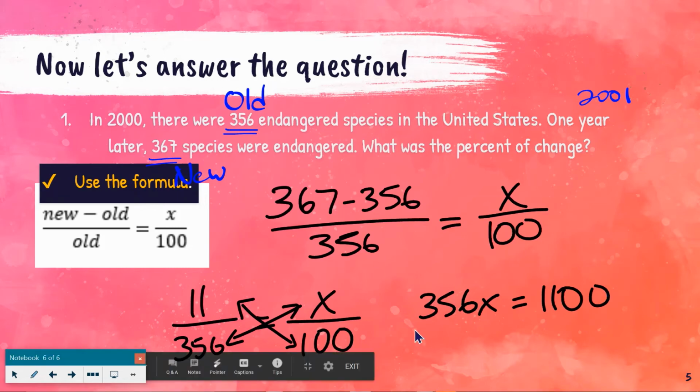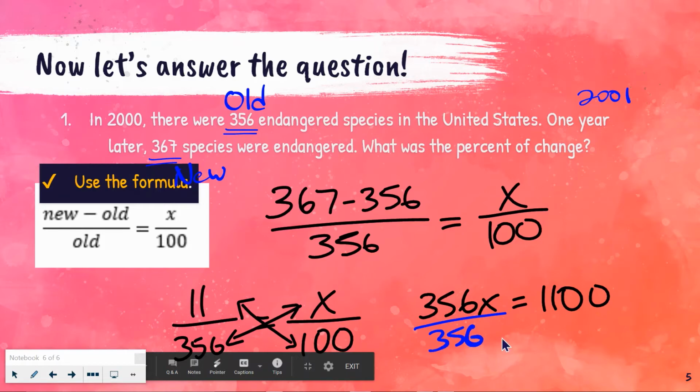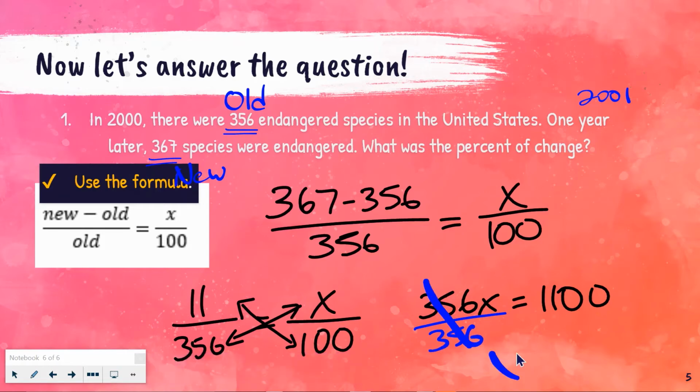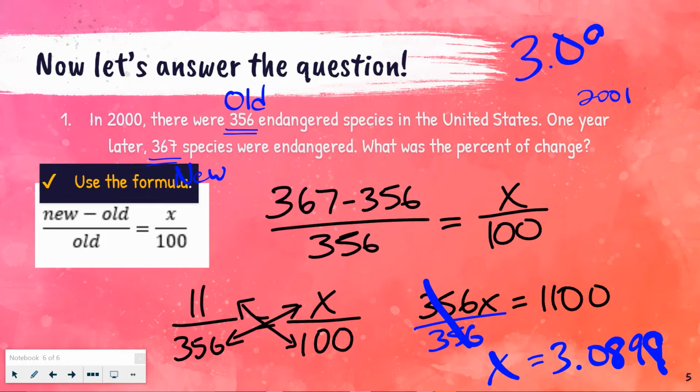And the last step is to divide by this 356. That's going to cancel that out and give us that x is 3.0899. I am going to round that to the hundredths place and put my percent sign on that. So my final answer would be 3.09%.